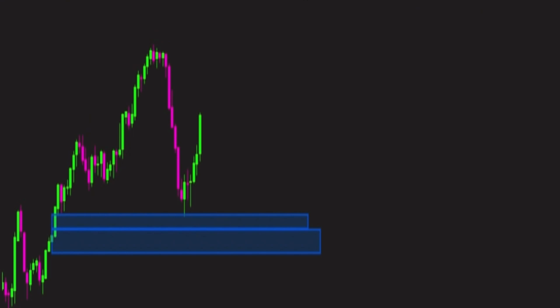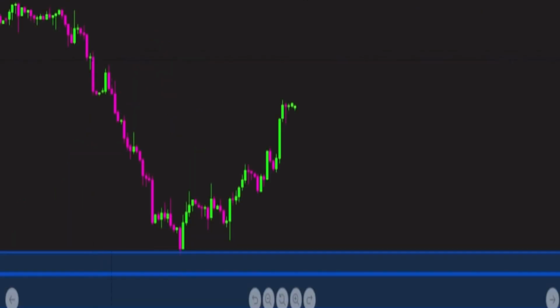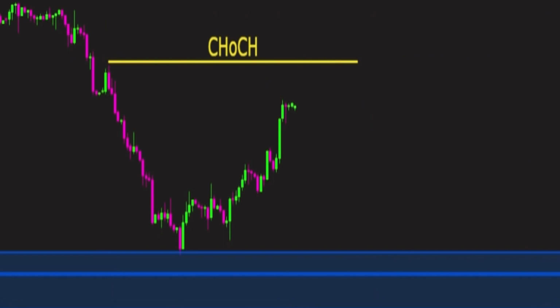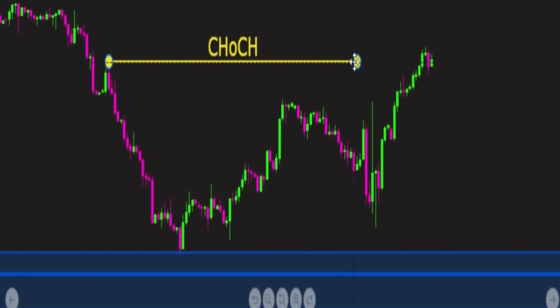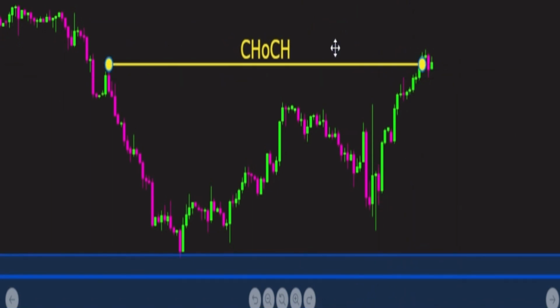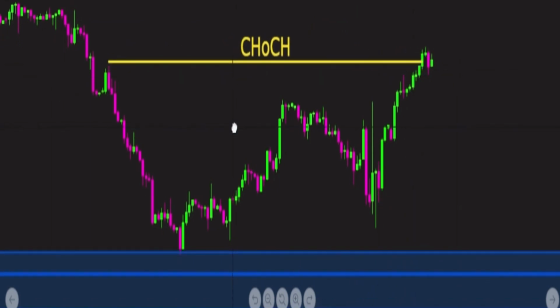Now we would switch over to the lower time frame, which is the 1-hour time frame in this example. Now we would wait for the market to make a change of character in order to confirm the trend reversal in the market. As you can see here, the market broke this lower high to the upside, which indicates that the market has changed its character from bearish to bullish. And thus, we can call it a bullish change of character.